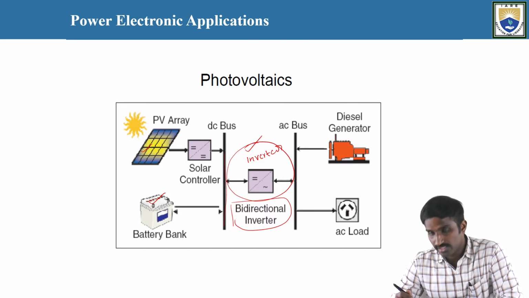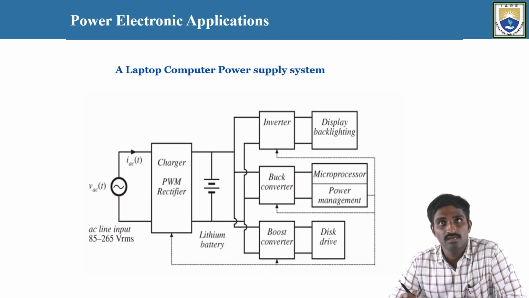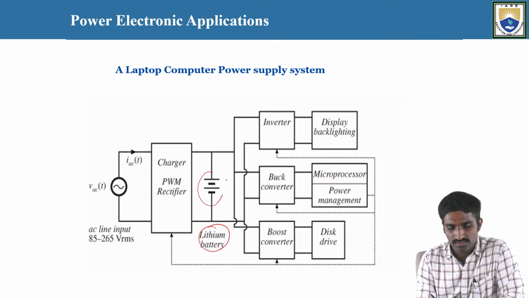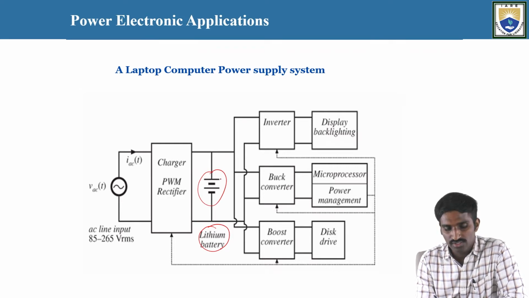And next, let me take another example. Here, this is a laptop or computer power supply system. As we know, the laptop has a battery. Let me represent it as a battery. This battery needs charging. So here we are charging this battery with a rectifier, because the rectifier converts AC to DC.